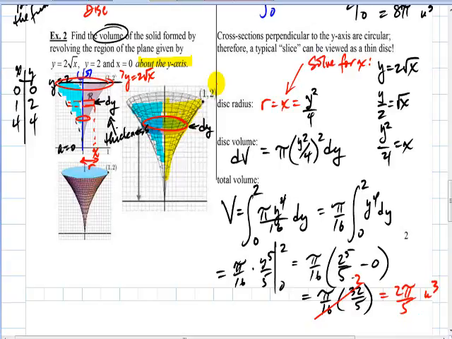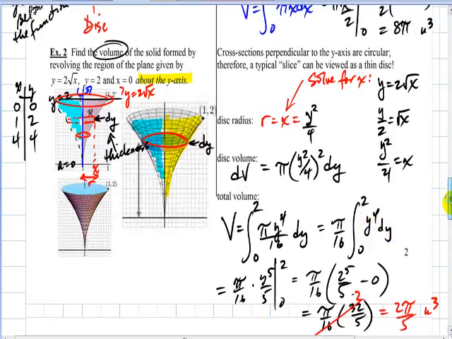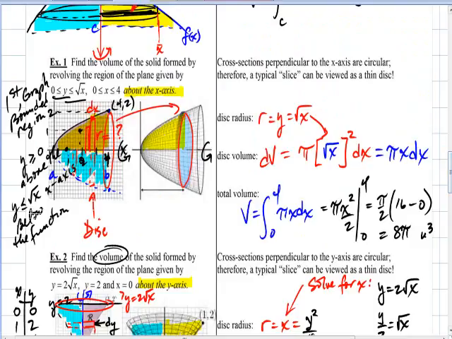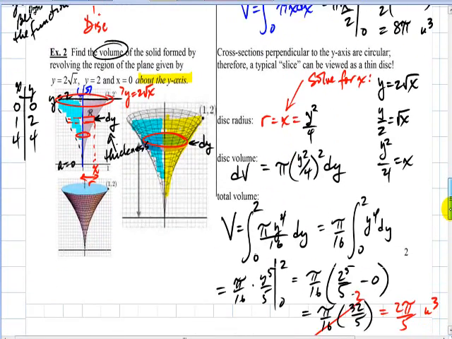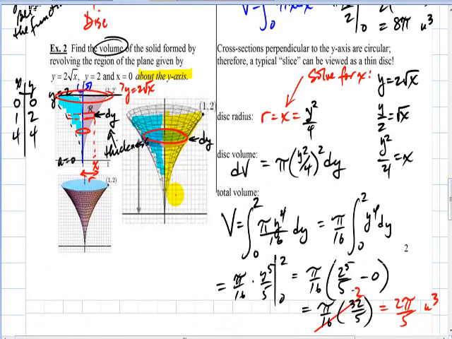So keep in mind when you're doing your homework, if your disks are horizontal, it's going to be a dy integral, an integral involving y and dy. And if your disks are vertical, the thickness is dx, you're going to have to write your integral with respect to x and have a dx integral. You only have those two cases. Later on, when we revolve around lines other than the x and y axis, we're going to have holes in the disk, and we're going to call them washers. We'll see that in the next lesson.